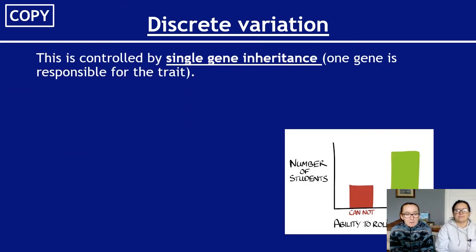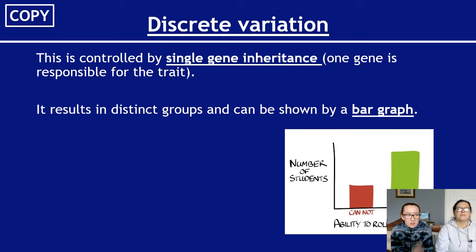So, two types of variation. The first type is called discrete variation, and this is a type of variation that is controlled by single gene inheritance. So basically, the idea that one gene is responsible for that trait. So it's not a mix of your genes. There's literally one gene that says either you have this or you don't have this thing. It results in distinct groups, and what that means is it can be shown in a very nice bar graph. And usually you either fall into one category or the other. A nice example of it is the ability to tongue roll. Either you can do it or you cannot do it. So it can go very nicely into a bar graph of this group or this group.